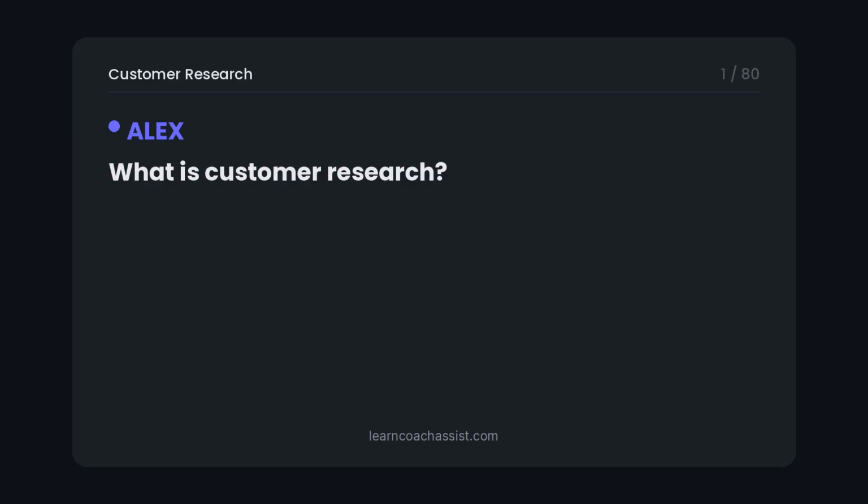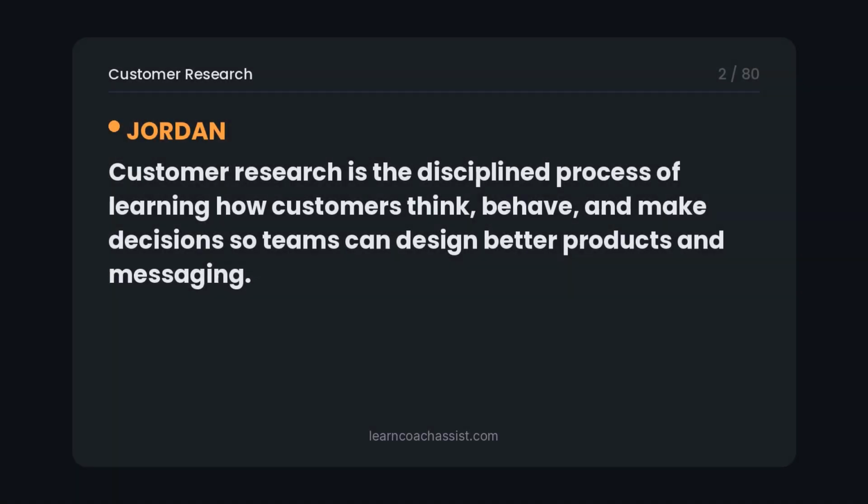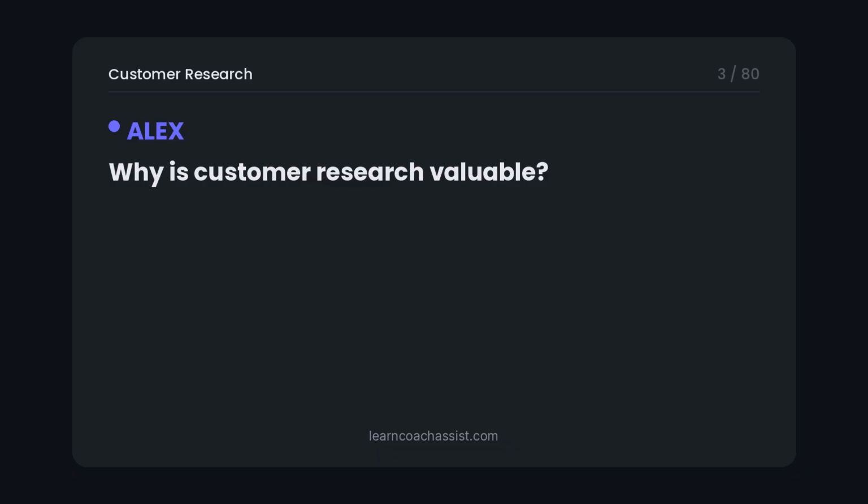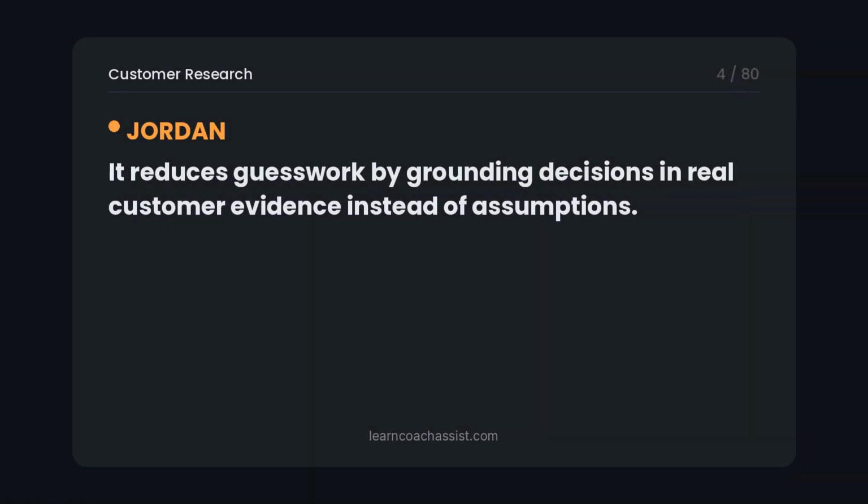What is customer research? Customer research is the disciplined process of learning how customers think, behave, and make decisions so teams can design better products and messaging. Why is customer research valuable? It reduces guesswork by grounding decisions in real customer evidence instead of assumptions.